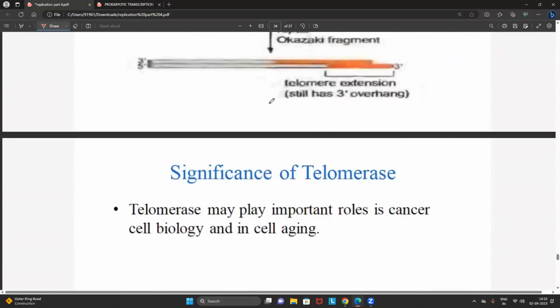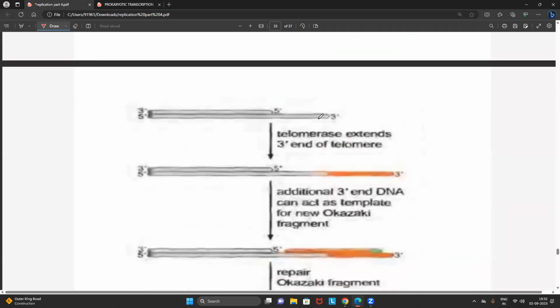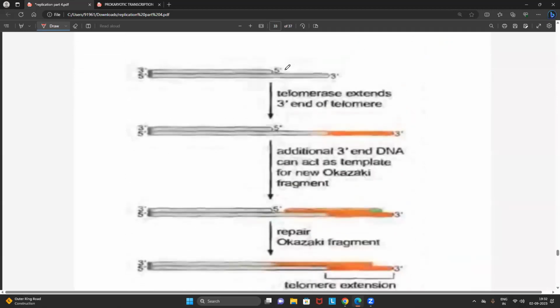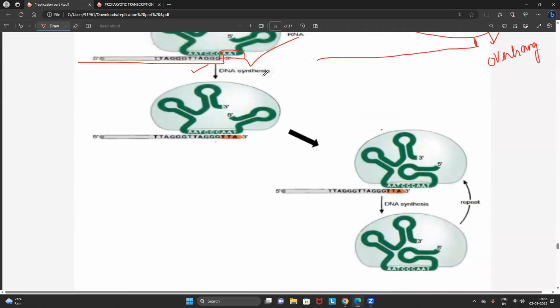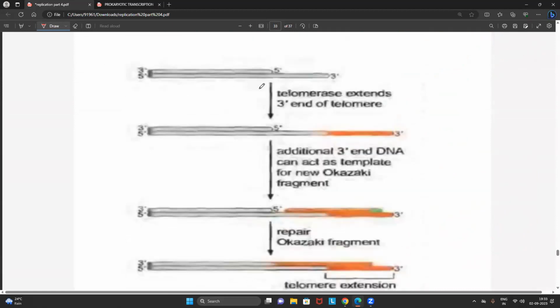Anyway, first listen, what is our problem first? Our problem here is the 5' end: when we remove the primer, we can't add the nucleotides. Why? Because if the DNA polymerase enzyme wants to add nucleotides, we require a 3' hydroxyl group. That is our problem. That's why we can't add. Now, how can this problem be solved by the telomerase enzyme? You know what the specialty of the telomerase enzyme is first? Every one of you understand.